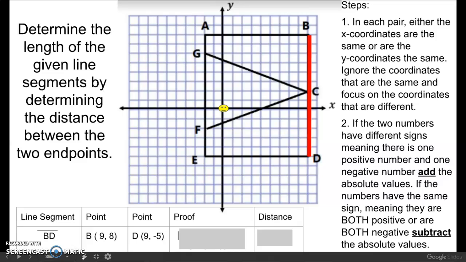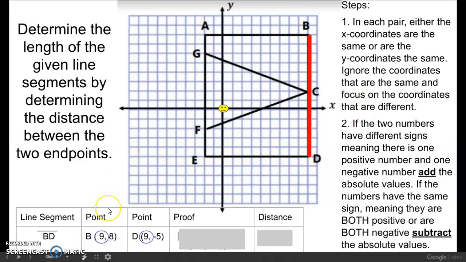Now that we have identified the coordinates, we can begin to find the distance. Looking at our x-coordinate for both points, B, it's 9. For D, it's also 9. Looking at our y-coordinates, B has an 8 and D has negative 5. Remember, we're going to ignore the coordinates that are the same and focus on the coordinates that are different. In this example, that will be 8 and negative 5, our y-coordinates. Now that we have our coordinates, we need to decide what to do with them. 8 is positive, negative 5 is negative.